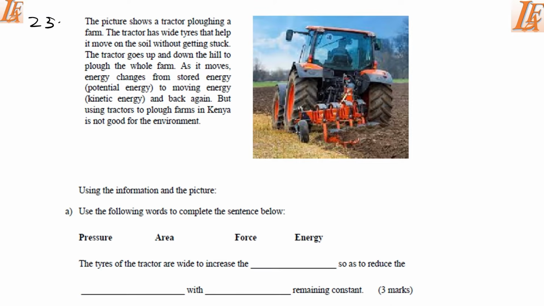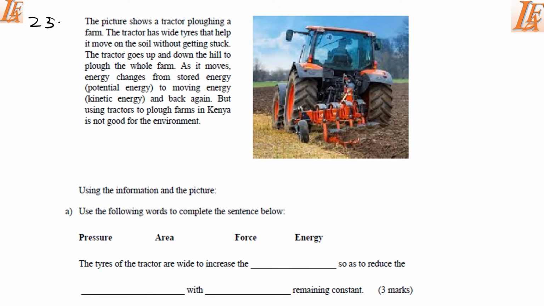Then we have another one. The picture shows a tractor plowing a farm. The tractor has wide tires that help it move on the soil without getting stuck. The tractor goes up and down the hill to plow the whole farm. As it moves, energy changes from stored energy, that is potential energy, to moving energy, that is kinetic energy, and back again. But using tractors to plow farms in Kenya is not good for the environment.